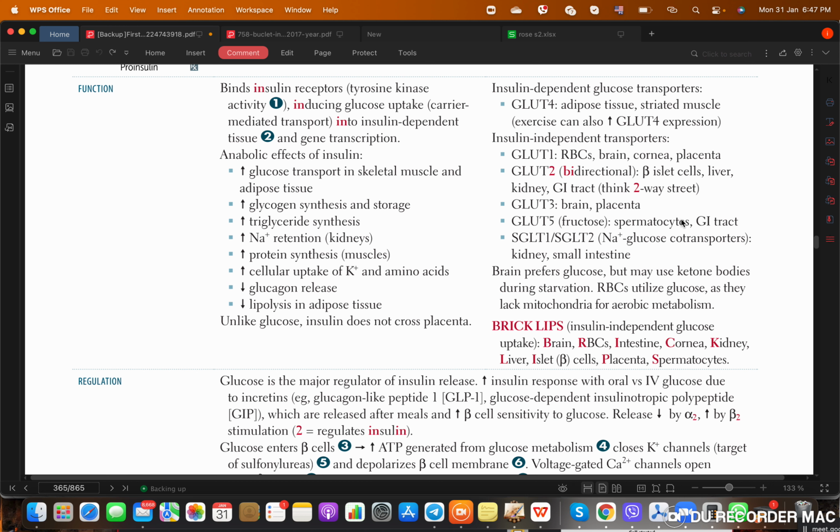Guys, except for glucose, what else can your brain eat? Itself, no. Ketone bodies, okay? So people who do keto diet, guys, in the beginning you will be drowsy because your brain is not used to the ketone bodies, but eventually he will be able to handle it.